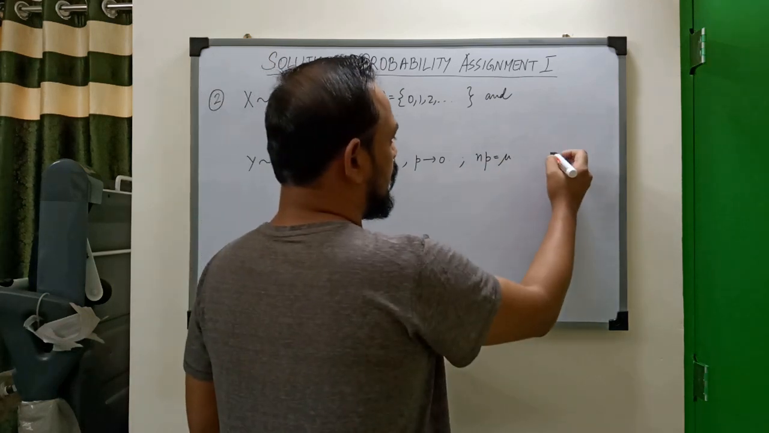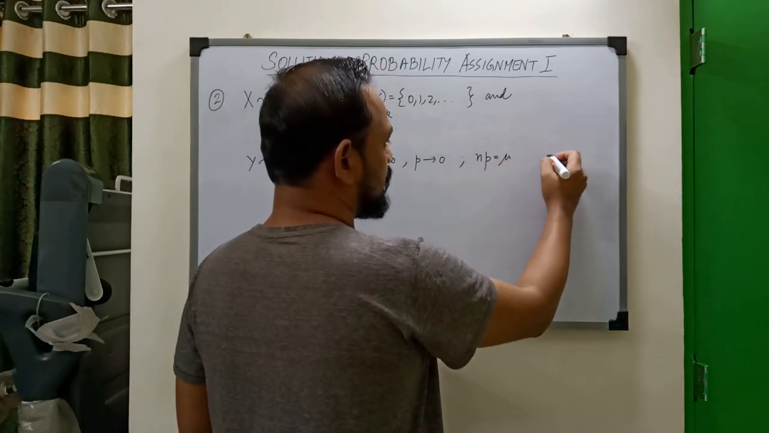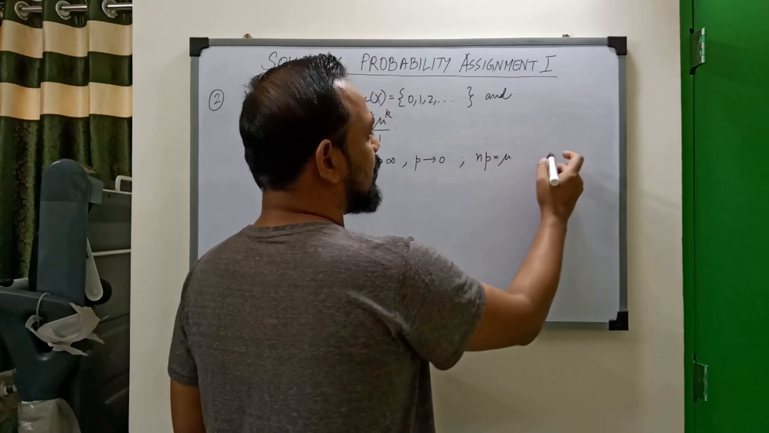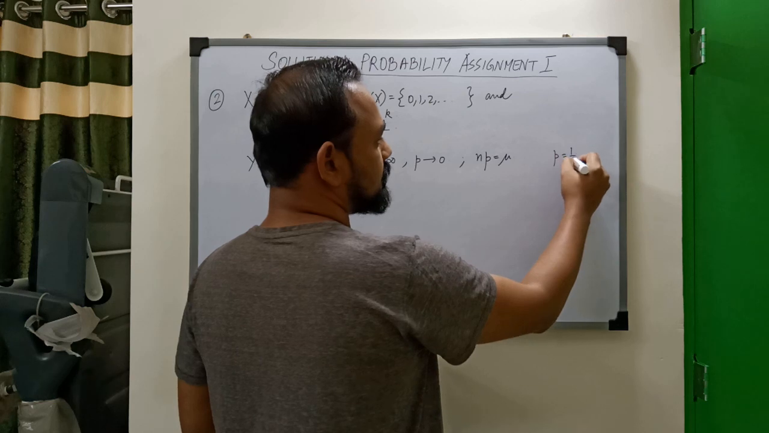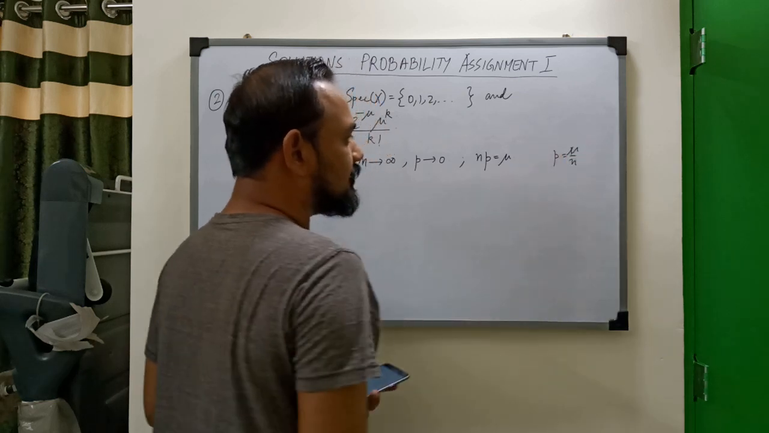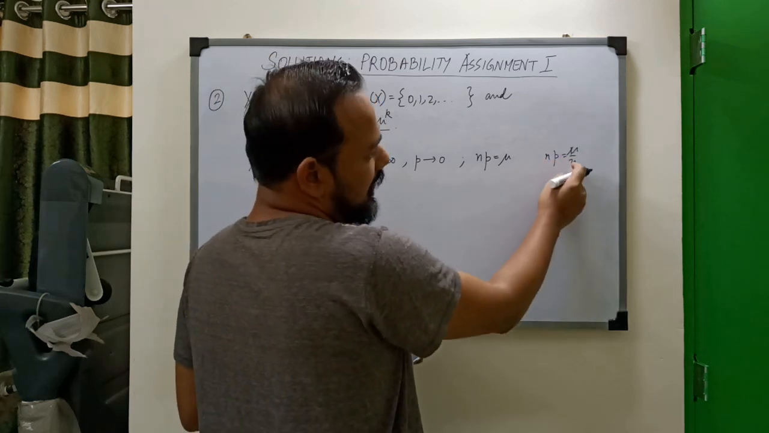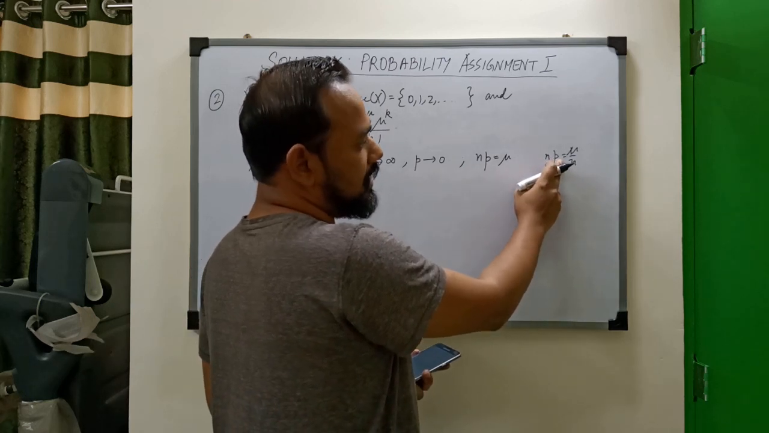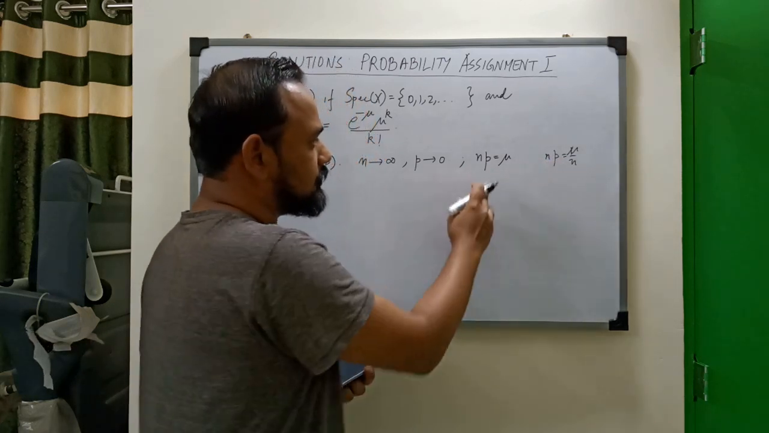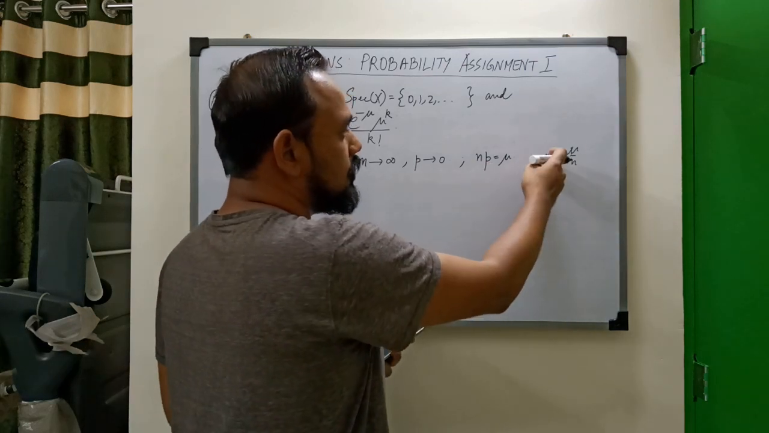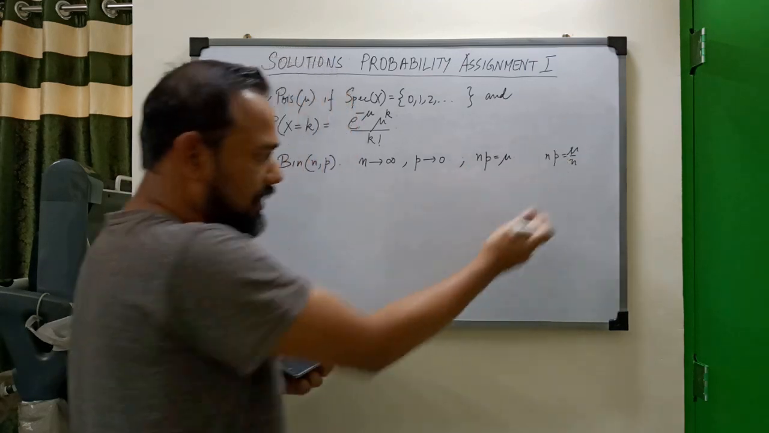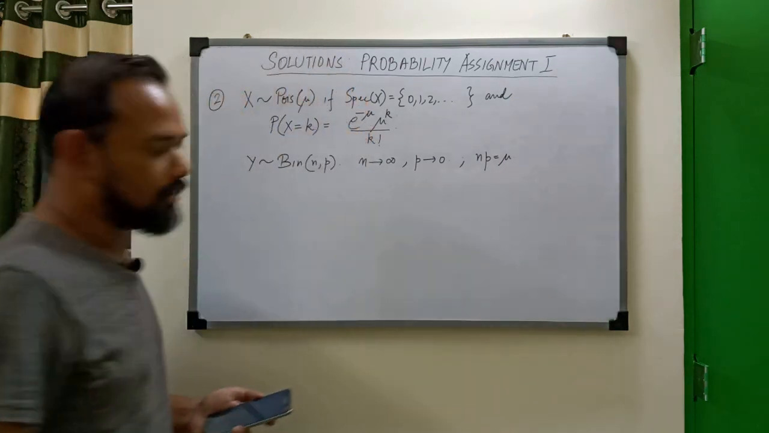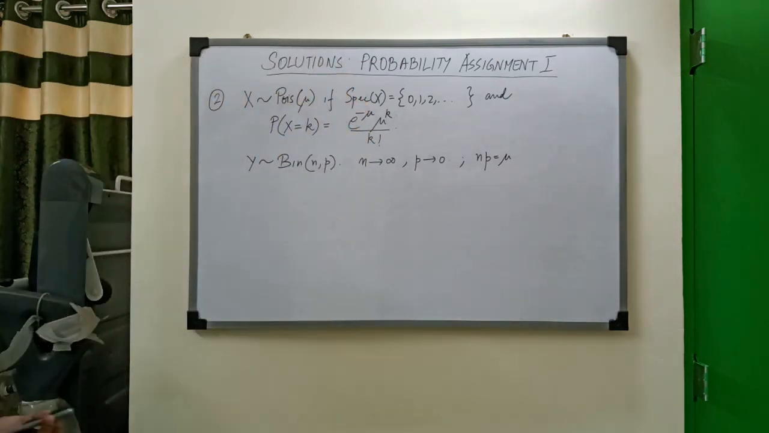For example, you can have this one as n, and maybe the probability decreases as 1 by n or mu by n. Then if you multiply this by n, it doesn't matter how big n is, the probability is still very small. So it decreases according to the order of n. In that sense, you can have np as a constant.